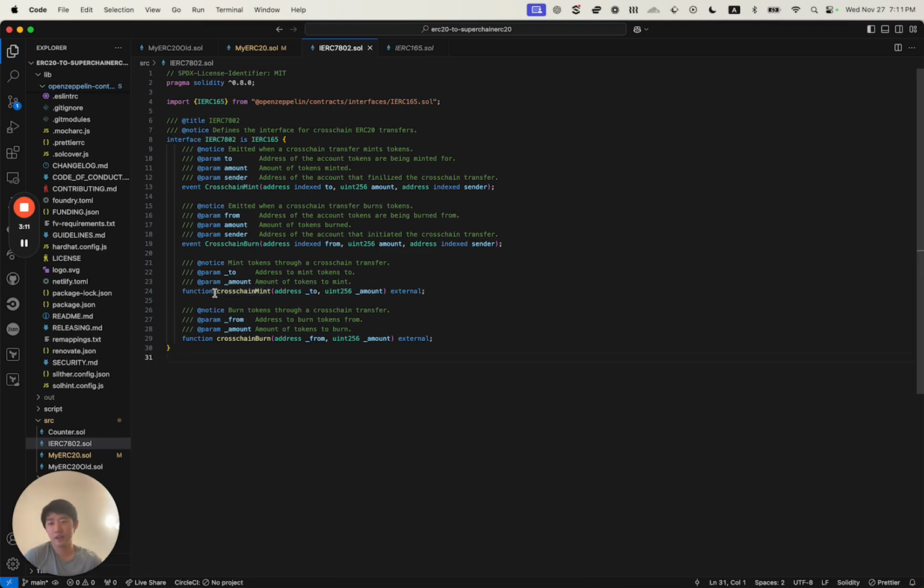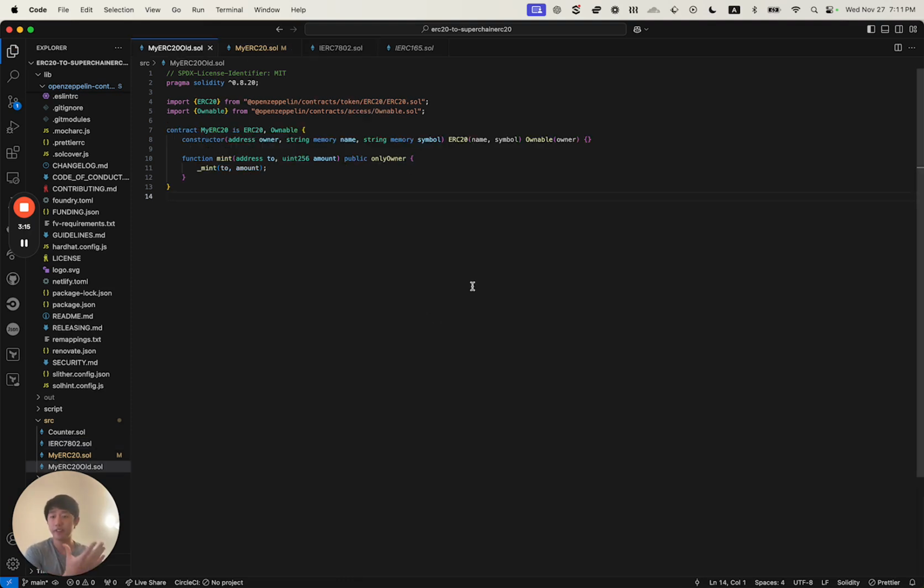So say we have a token contract that looks like this. Very basic OpenZeppelin ERC20 contract. It implements ERC20 and Ownable, and it's a pretty common pattern where you just have a specific owner and only that owner is allowed to mint new supply. Now, what does it look like once we add all the necessary functionality to turn it into a Superchain ERC20?